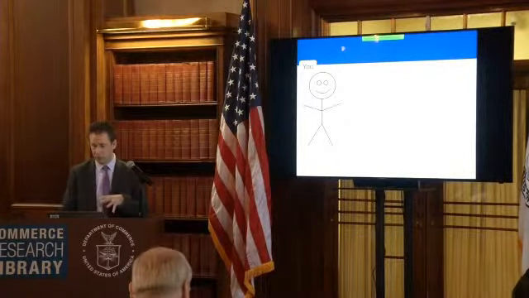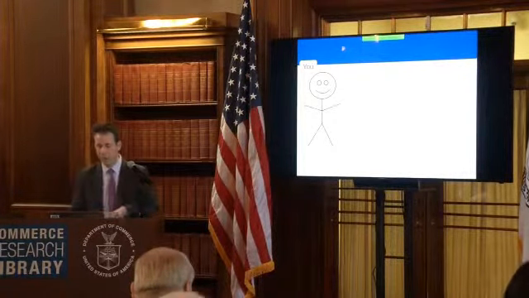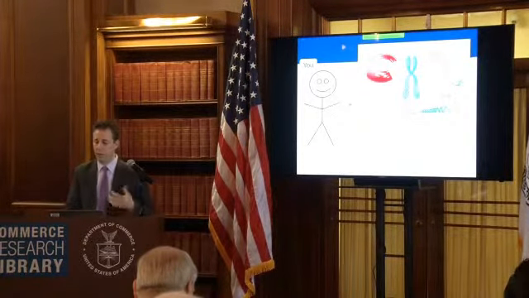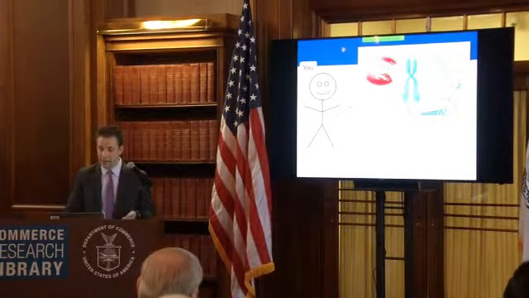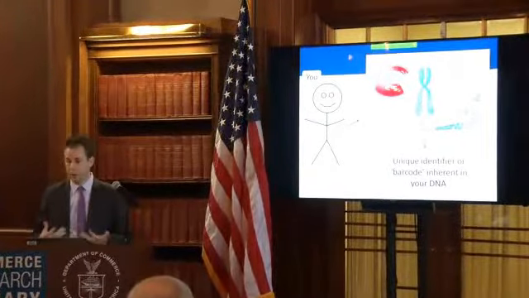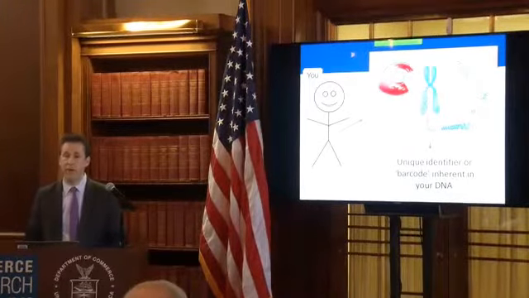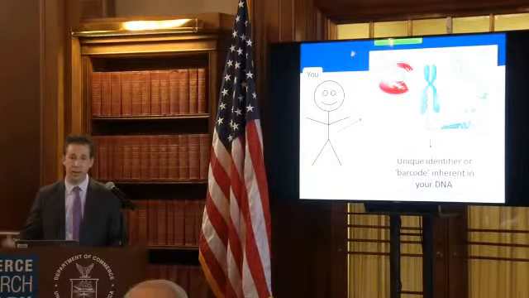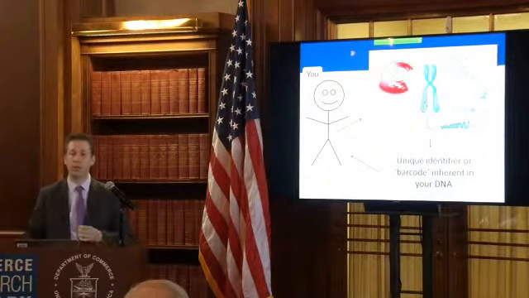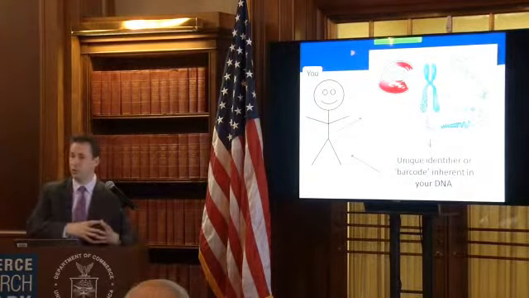This is really simplistic, but one way to think about it is that there's you, and you're made up of cells which contain your chromosomes and your DNA. Within that DNA, there's a unique identifier or barcode inherent in your DNA. If you shed cells or leave blood behind, that barcode is being left behind, and it could potentially be traced back to you if there's a reference sample.